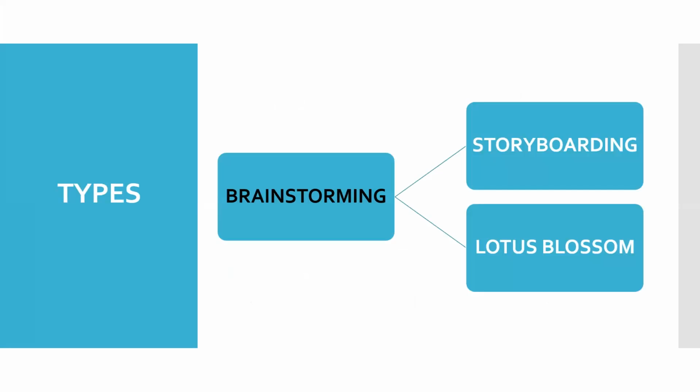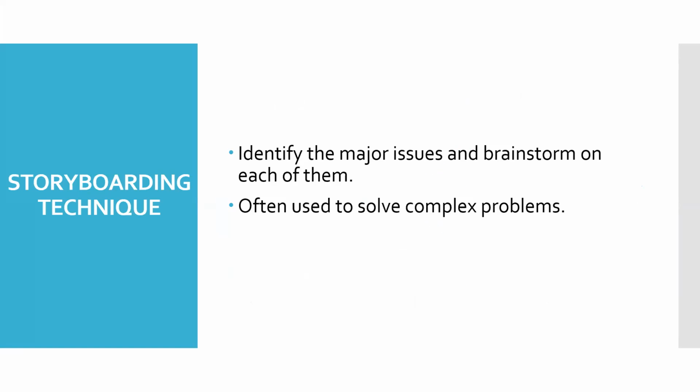Now, there are two further subtypes of the brainstorming technique, that is the storyboarding technique and the lotus bloom technique. In the storyboarding technique, major issues are identified and each of them is brainstormed further, breaking into pieces, chunk by chunk or piece by piece. This kind of technique, the storyboarding technique of group discussion, is usually used to resolve complex problems.